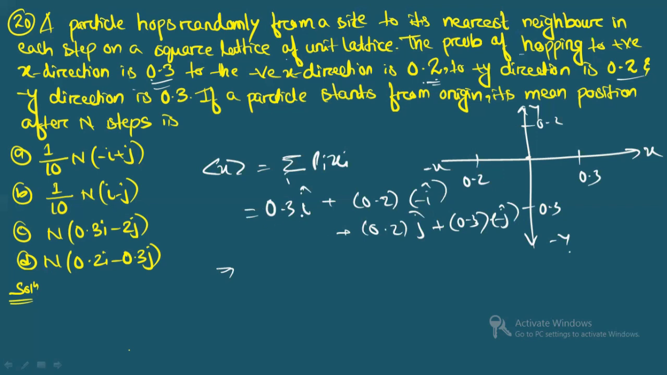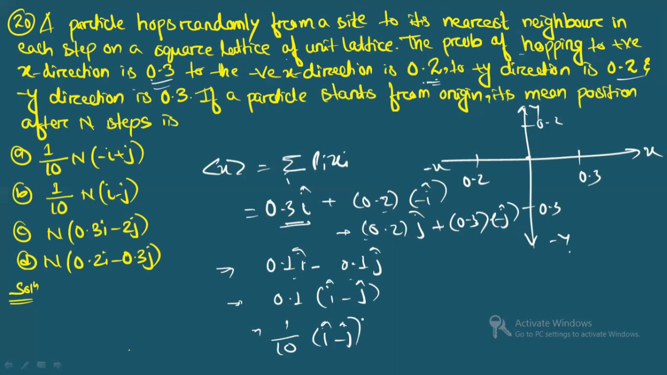So if you see here, from this what you will get, this is 0.3 i cap, this is 0.2 minus i cap. So finally when you solve, you will get 0.1 i cap minus 0.1 j cap. You can just do and see, this is 0.3 i cap, this is 0.2 minus i cap, so minus will come, 0.1 i cap. Here also when you do, 0.1 minus j cap. So you can write 0.1 as 1 by 10, i cap minus j cap, right?